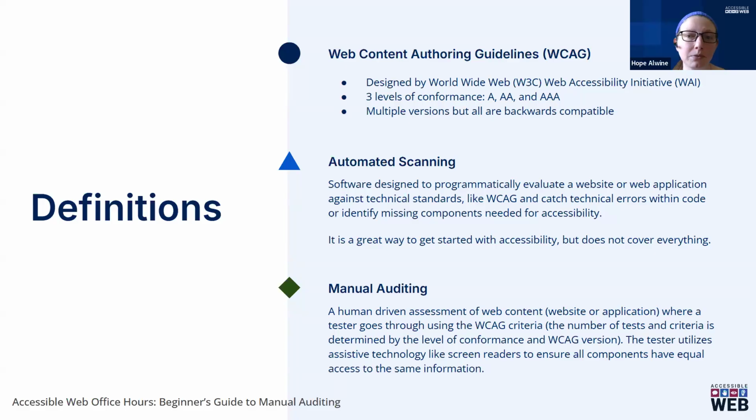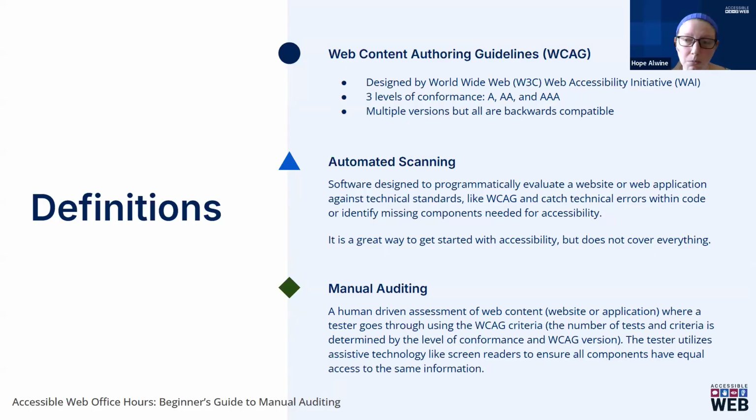So WCAG has 3 levels of conformance: A, the minimum level; AA, often used when performing audits; and AAA, which is exceeding expectations. There are 3 main versions in effect now. There's 2.0, 2.1, and 2.2. Most legislation refers to 2.1 AA conformance level, but we generally recommend here at Accessible Web to go ahead and do your manual audits with 2.2 AA. That way you're one step ahead of the game.